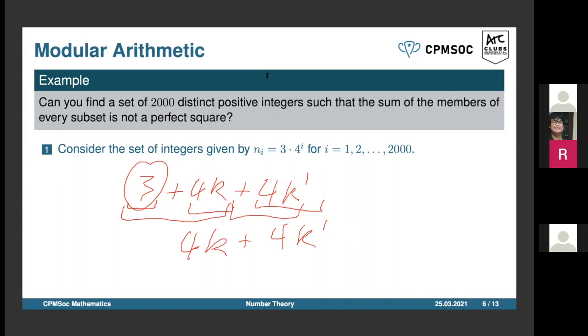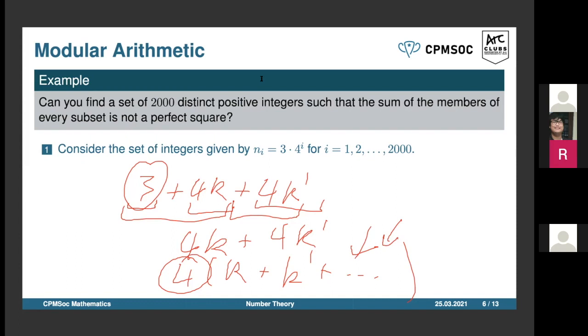However, if we take out any 4 here, we get k plus k prime plus whatever else is there. If we can ensure that this is also 3 mod 4, then we're fine as well there, right? Because this can't be a perfect square, and we're multiplying by 4, which is like 2 times 2, right? So if this has an odd prime factor, for example, a 3, we can't end up with a perfect square. So that's the approach that we came at from here.